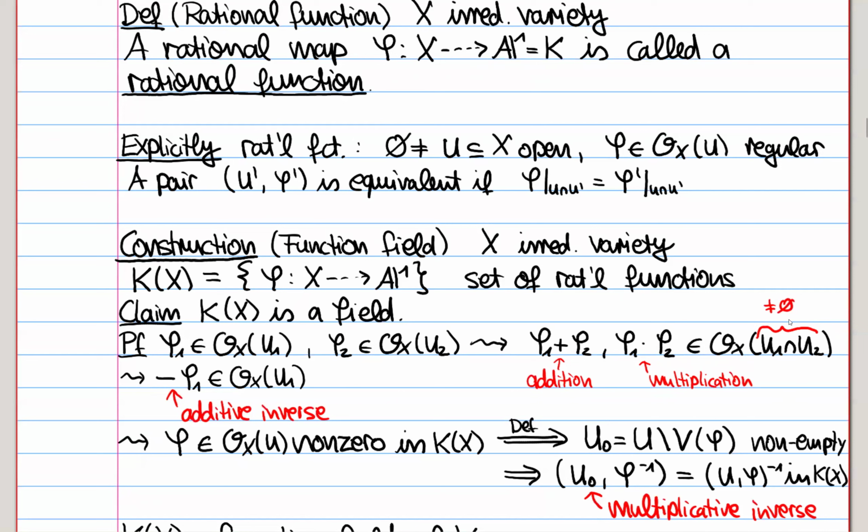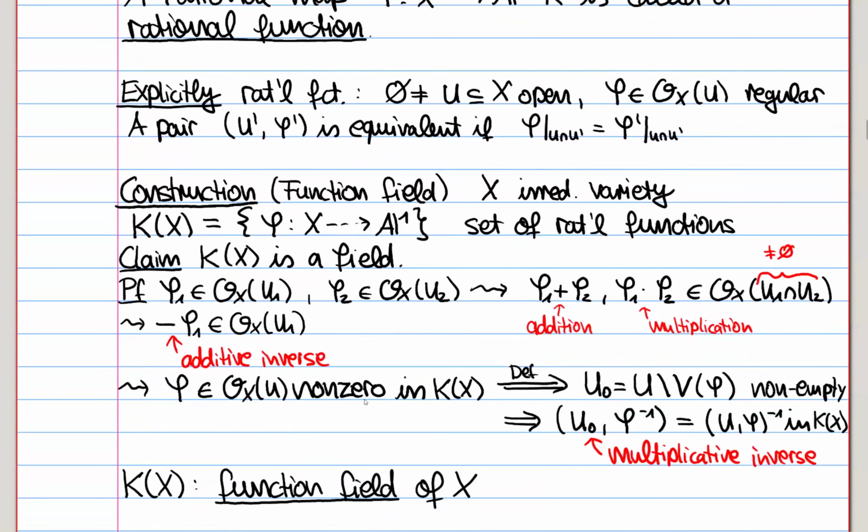This intersection is non-empty because X is irreducible. And then on there, we can just add them pointwise. So this is the addition and multiplication. And then there's an additive inverse because we can just take minus phi1 on the locus where it's defined. And the interesting part is it also has a multiplicative inverse. To see this, note that if phi is a non-zero rational function, then it must be non-zero somewhere in its domain of definition.